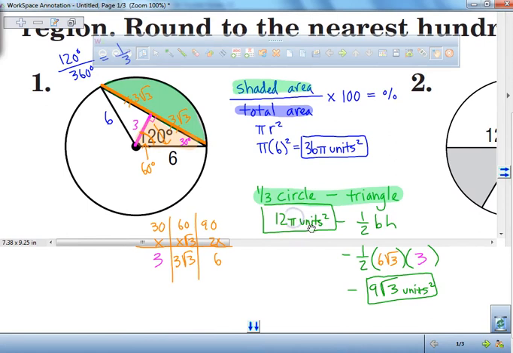The whole thing is 12 pi. Now, I did half of 6 and got 3 radical 3, and then took 3 radical 3 times 3, which gets me 9 radical 3. Forgot that. Okay. All right. It's okay.